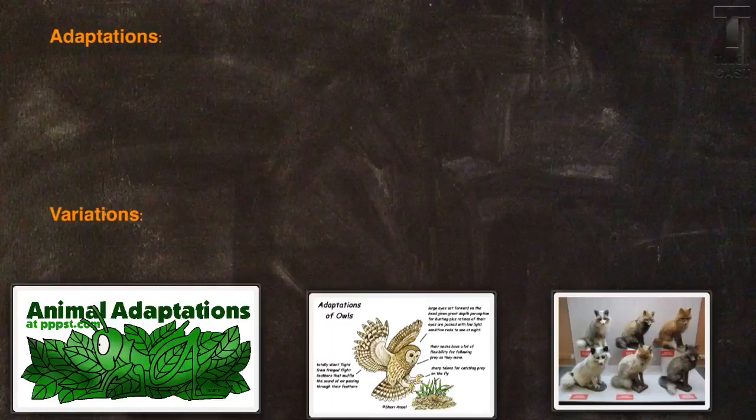Hi, this lecture is all about variations versus adaptations. As we learn in class, variations are really just differences among a population. So it might be that there's different sizes of a type of animal, or they have a different size of teeth, or different length of claws, or different length of hair, or different hair color, or different eye color. Those are all just variations that exist among a population.